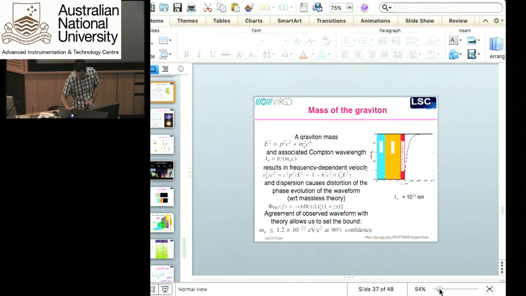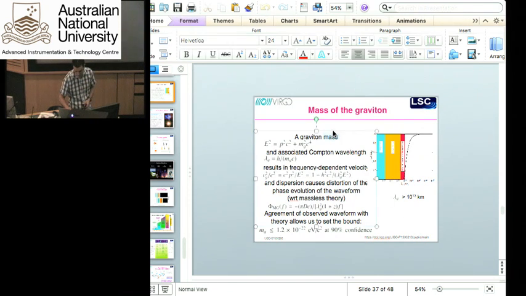So the mass of the graviton we constrain, or the Compton wavelength of the graviton now we constrain to longer than 10 to the 13 kilometers, which is only a tiny bit better than you get from the solar system. So this yellow bit is the solar system constraints, and then this red bit is what we got from this event.